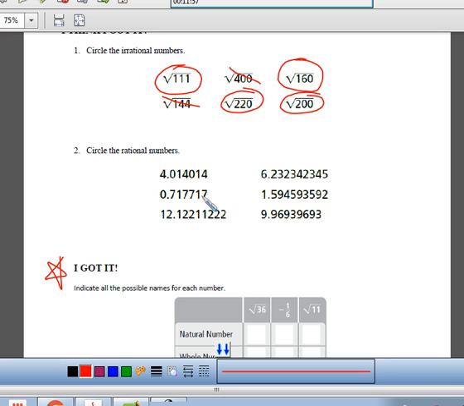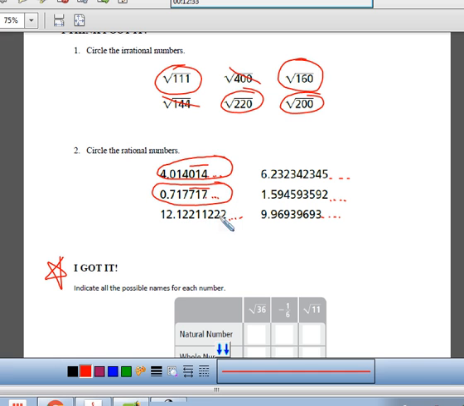Circle the rational numbers. Now, here's what we're looking for. Technically, all of these should have a dot, dot, dot after them. So why don't you add that in, because this did not. Here's what we're looking for: a repeating pattern, like 014, 014. That means 014 are repeating. That is rational. Here we have 717, 717, 717. So the 717 is repeating, rational.